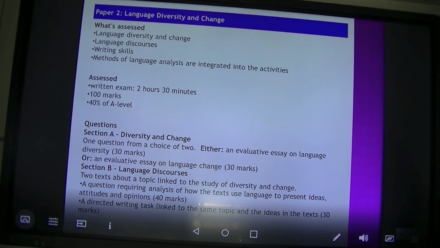Paper 2 is called Language, Diversity and Change, and it explores language in a wider context, looking beyond your personal use of language. You will cover 3 units, which are Language and Gender, Language and Occupation, and Language Change. Similar to Section A, we'll explore many theories, such as Jennifer Coates, who has conducted much research on the difference between male and female use of language, such as turn-taking and interruptions. Paper 2 also forms 40% of the overall A-Level.